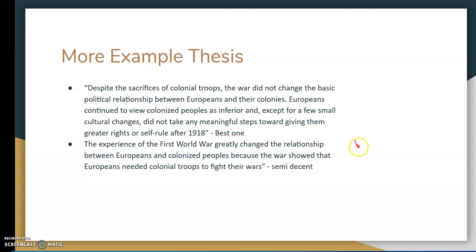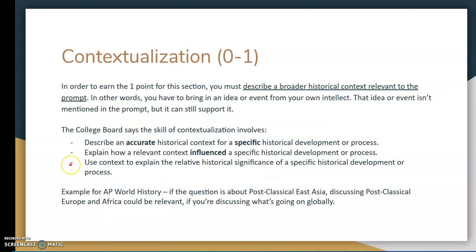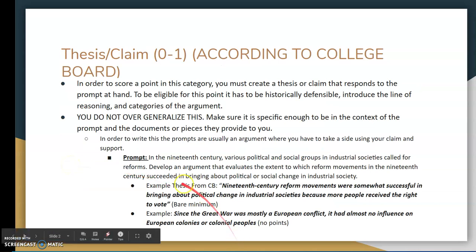We're going to take a slightly lower step with this one. The experience of the First World War greatly changed the relationship between Europeans and colonized peoples because the war showed that Europeans needed colonial troops to fight their wars. Of course, it was semi-decent. Of course, these two, the first one right here would have gotten you 1 point in the category, and this one would have not.